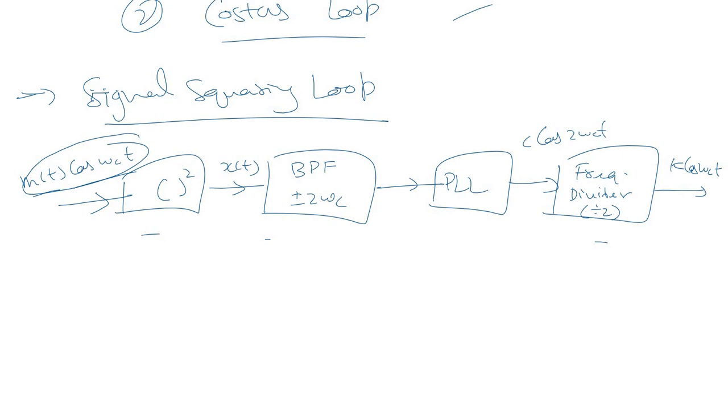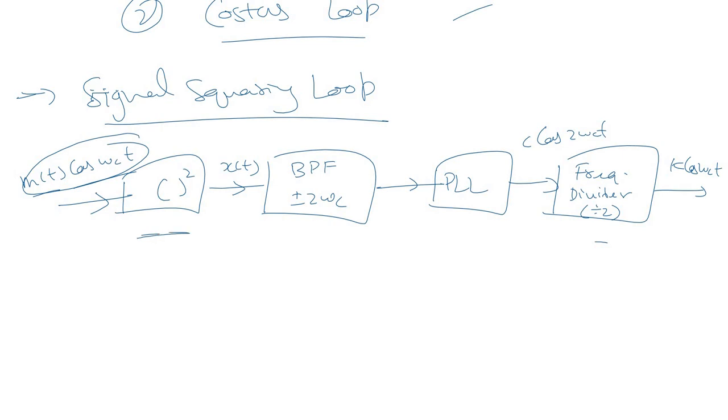So the first step is we square the input signal, and then it is passed through a band pass filter which is centered around the frequency that is twice of ωc, and then we further pass it through a PLL circuit, and then further the frequency divider. Okay, so let us analyze this whole process mathematically, how this loop helps us to regenerate back the carrier signal.